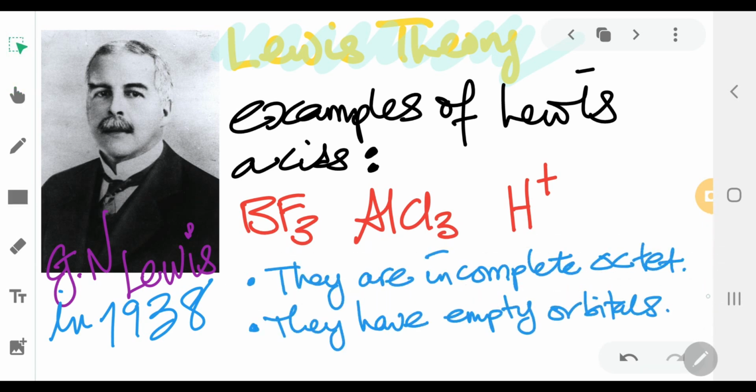So they are mostly incomplete octet molecules. BF3 is incomplete. AlCl3 is also incomplete. And this one is also incomplete. Mostly going to be incomplete octets. Why? Because they need to have empty orbitals to accept a pair of electrons. If you do not have empty orbitals, you will not be able to exhibit the characteristics of becoming a Lewis acid.